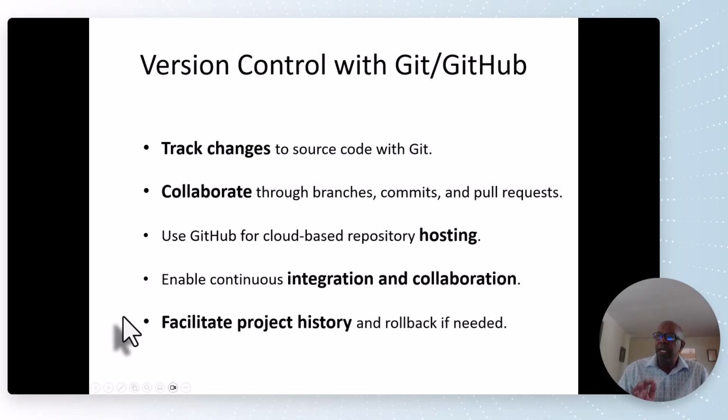GitHub: it tracks changes on source code with Git, collaborates with branches, commits, and pull requests, uses Git for cloud-based repository hosting, and enables continuous integration and collaboration. So this is basically the place that you can put your code or the key components that you want to keep track of so that everyone can be involved in making sure that they see the current version. That is basically one of the main functions of Git and GitHub.